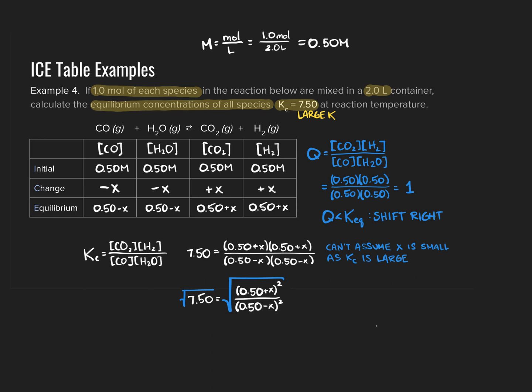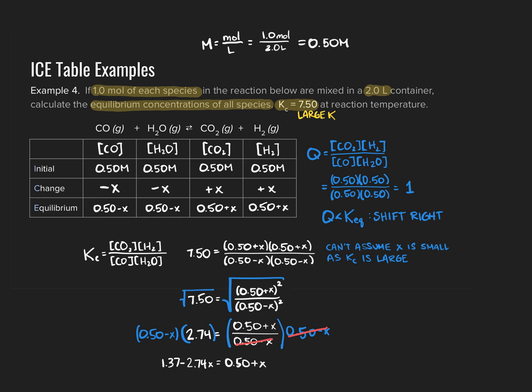And I can simplify this now. The square root of 7.50 is 2.74. And then on the right side, the square root of something squared is the original thing you started with. So therefore, I would have simply 0.50 plus X in my numerator and 0.50 minus X in my denominator. And this all of a sudden looks like a much friendlier expression to solve algebraically. I'm going to go ahead and multiply both sides of the equation by 0.50 minus X to get it out of the denominator, yielding the expression 2.74 times 0.50 minus X is equal to 0.50 plus X. And I'm going to gather my variables and my numbers onto either side.